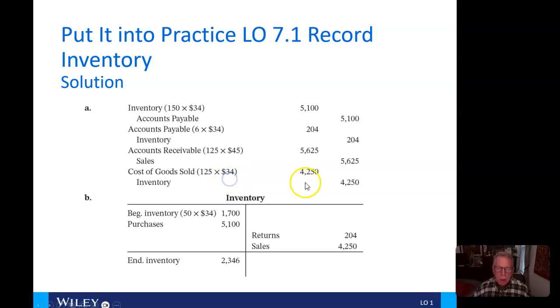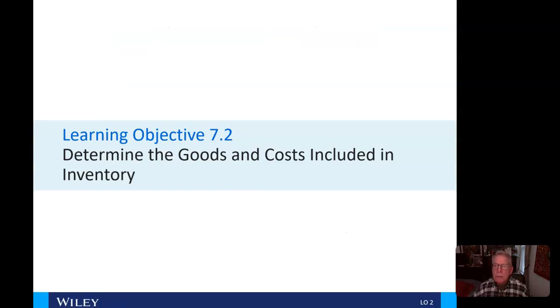So if I put all these inventory transactions into T account format, our beginning inventory, we had 50 of them at 34. We purchased another 5,100. That gives us our available inventory. There were returns of 6 units and sales of 125 units. So our ending inventory then would be $2,346.